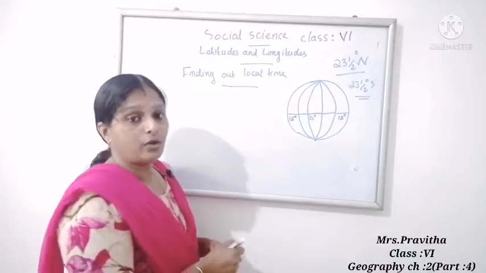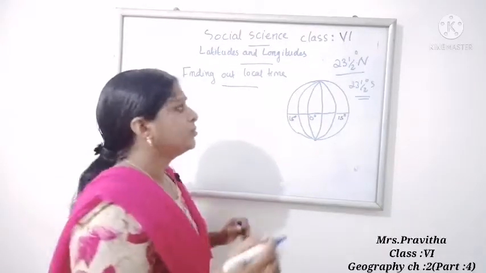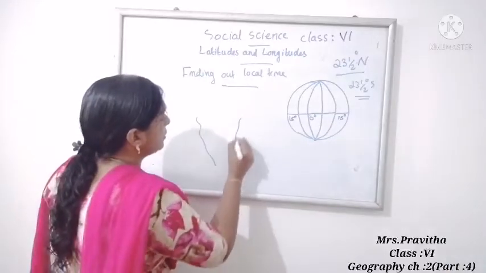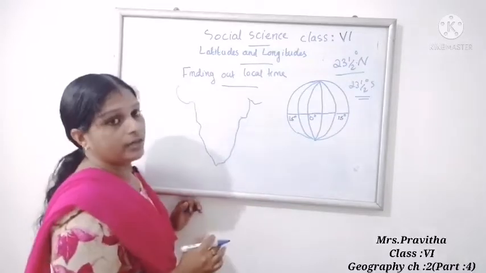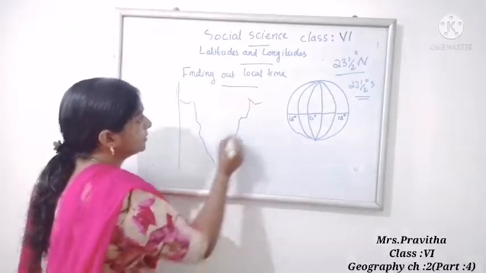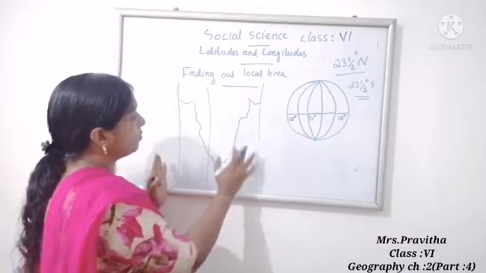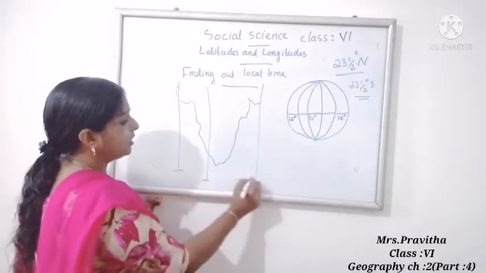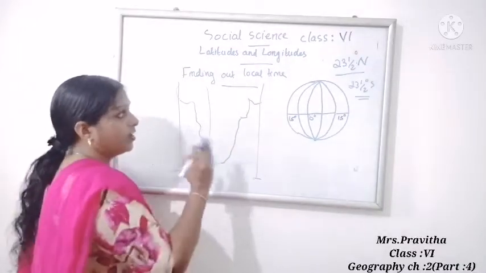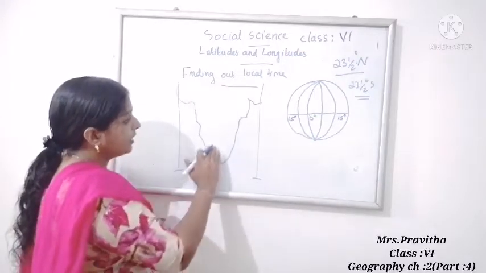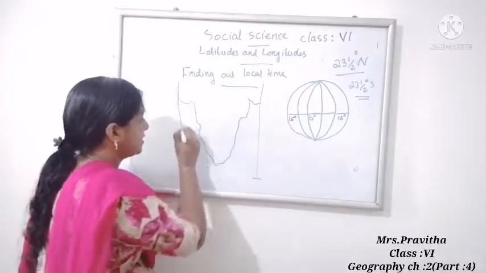Ma'am told you every country will take a standard meridian for calculating time. In our country India, many longitudes pass. Here one longitude is there, here one longitude is there. So it is very difficult if we take different times for all the longitudes. So what did India decide? India took a standard meridian for calculating time.